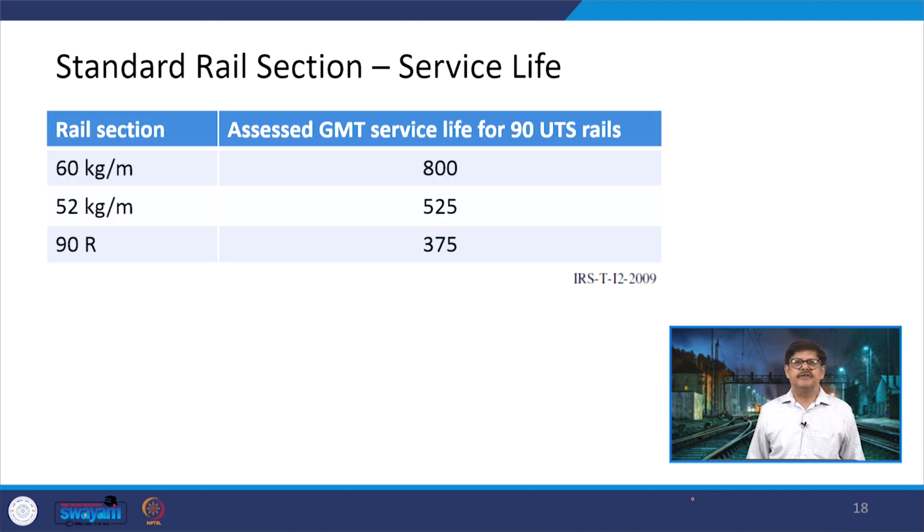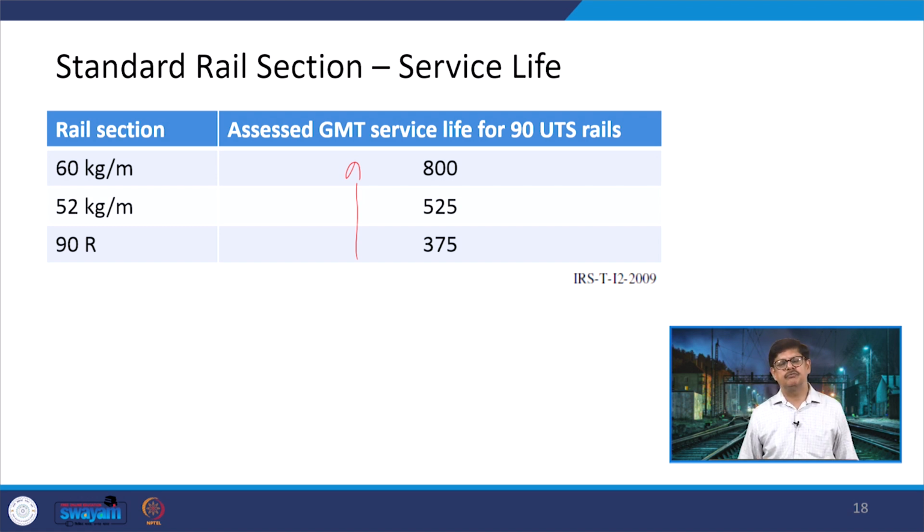Here the service life has been defined in terms of GMT for the 90 UTS rail sections for different rail sections like 60 kg per meter, 52 kg per meter or 90 R rail section. So, what we found is that as we go from top towards the bottom, the service life is decreasing considerably. It is 800 GMT in the case of 60 kg per meter as compared to 375 GMT which will be there for 90 R rail.